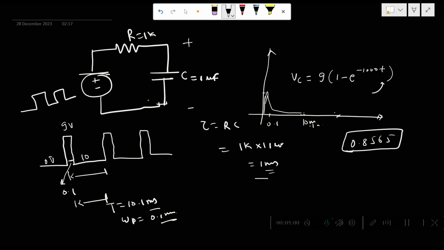We can say there is a switch here, which we close, then the capacitor starts charging, and after 0.1 milliseconds it attains a certain voltage, which is equal to 0.8565 volts. So it can never go above this, right? It will discharge from there, and again the charge and discharge will keep happening periodically. We'll try to simulate the same thing in LTspice and figure out how the waveform looks. We'll try to analyze it in LTspice as well.